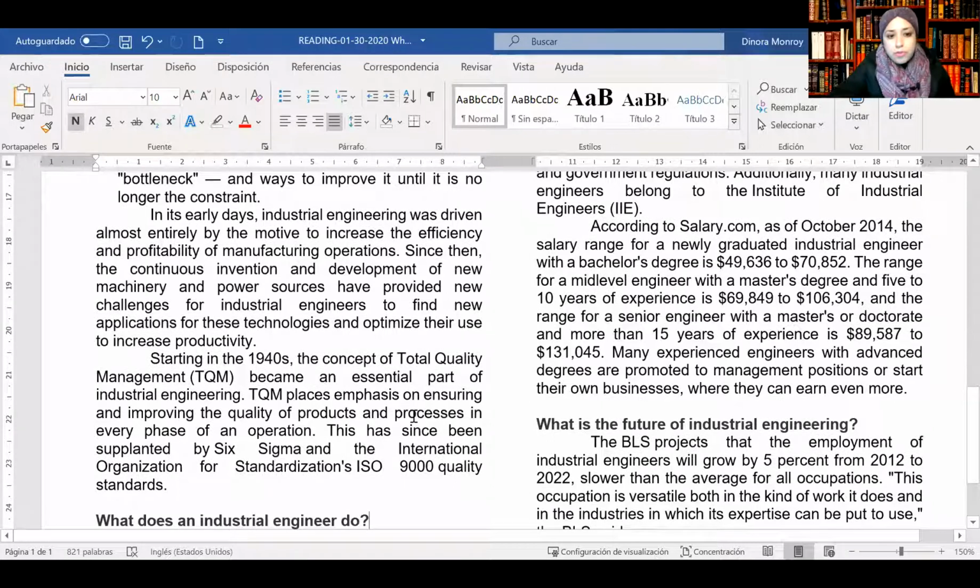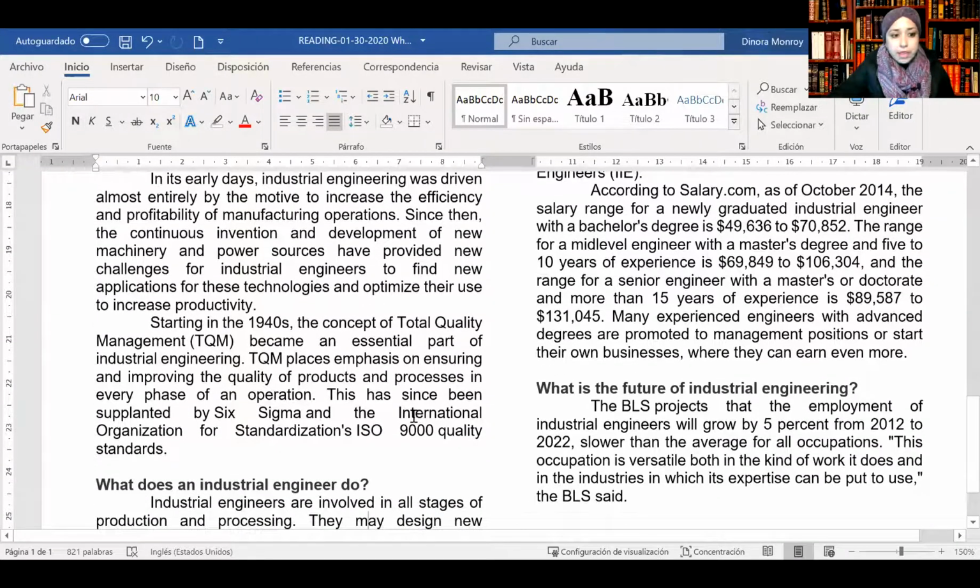Starting in the 1940s, the concept of total quality management, TQM, became an essential part of industrial engineering. TQM places emphasis on ensuring and improving the quality of products and processes in every phase of an operation. This has since been supplanted by Six Sigma and the International Organization for Standardization, ISO 9000, quality standards. What does an industrial engineer do?